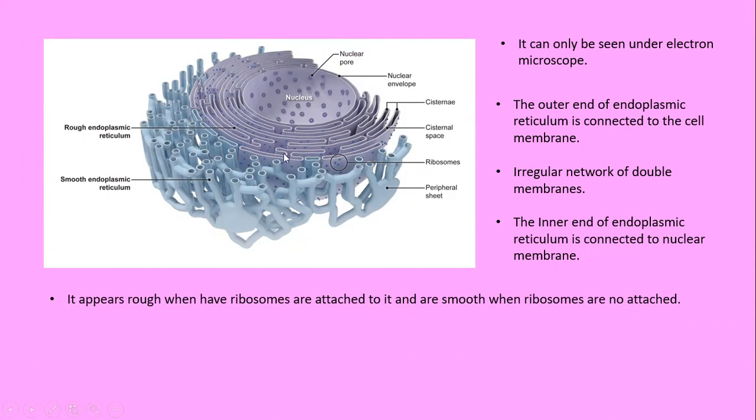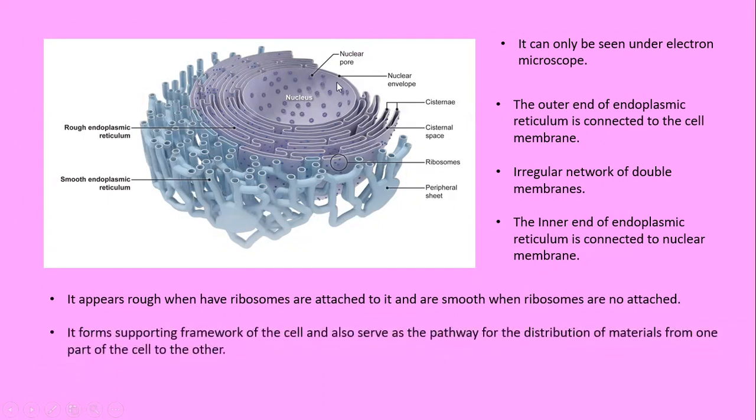When there are beads-like ribosomes on top of the endoplasmic reticulum, it is said to be a rough endoplasmic reticulum. यहाँ पे smooth है तो it is said to be smooth. It forms a supporting framework of the cell and also serves as a pathway for the distribution of materials from one part of the cell to another.